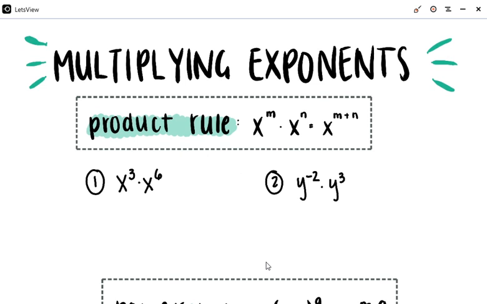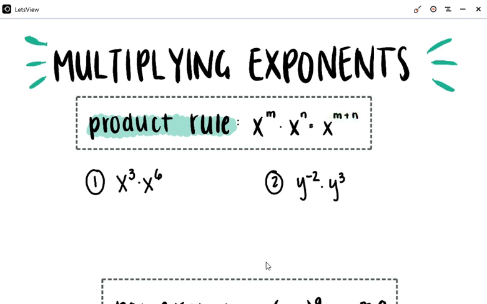So the first one is called the product rule, right? And this is what's going to happen when we are multiplying 2 of our bases that are the same. Remember this x, that's our base. Whatever's being raised to the power, that's our base. So if we have the same base and we're multiplying them together, we're going to add the exponents, right? So we're multiplying x to the m and x to the n. So we just add m plus n.